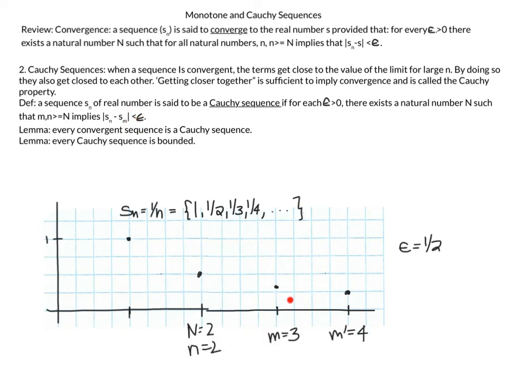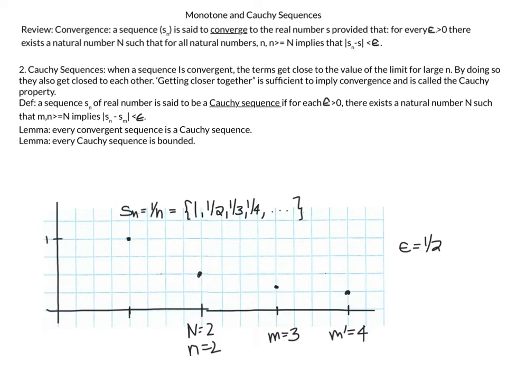Using this series here as an example, I can choose epsilon equal to 1/2, and then I could choose my capital N to equal 2. Then for any m and n greater than or equal to 2, I can see that the distance between any of these 2 points is less than epsilon.